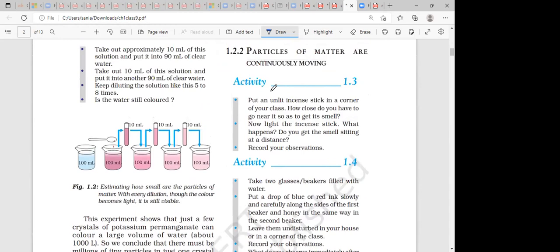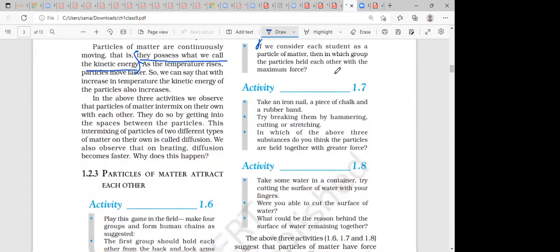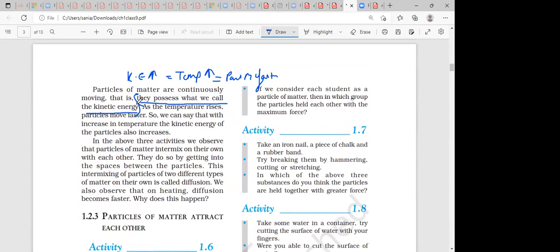First, you will write that particles of matter are continuously moving, and then you will write that they possess kinetic energy. And the kinetic energy increases. This is a sign of increase, right? The arrow increases when temperature increases, and because of this, what happens? Particles move faster. Particles move faster. Clear?